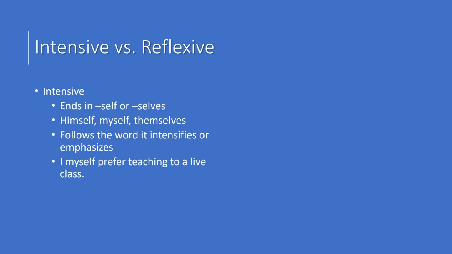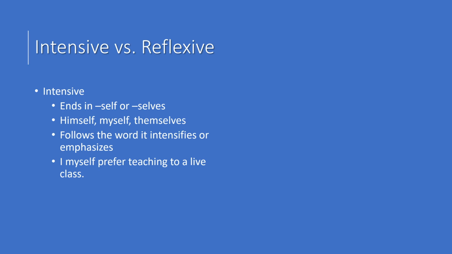I myself prefer teaching to a live classroom. I enjoy the interaction of my students, so being forced to do this all online right now is really difficult. If we were to label this sentence, I is the subject, prefer is a transitive verb, teaching is the direct object, to a live classroom, that's a prepositional phrase, and I could label every word inside that prepositional phrase. Myself, though, is sitting there, and I can't put anything on top of it.